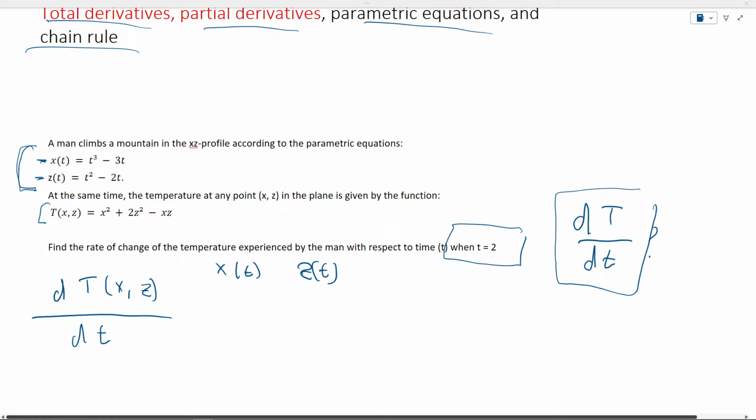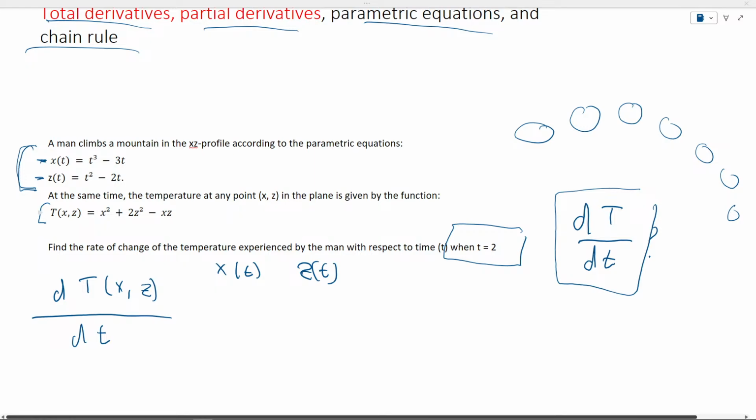So I have a relationship between temperature and location, but I know that my location is changing with time. So I want to find how the temperature that this man is experiencing will change with time. The man will be cold here, warmer here, warmer here, cold here, depending on his location, and location is changing with time. So how could I do this?